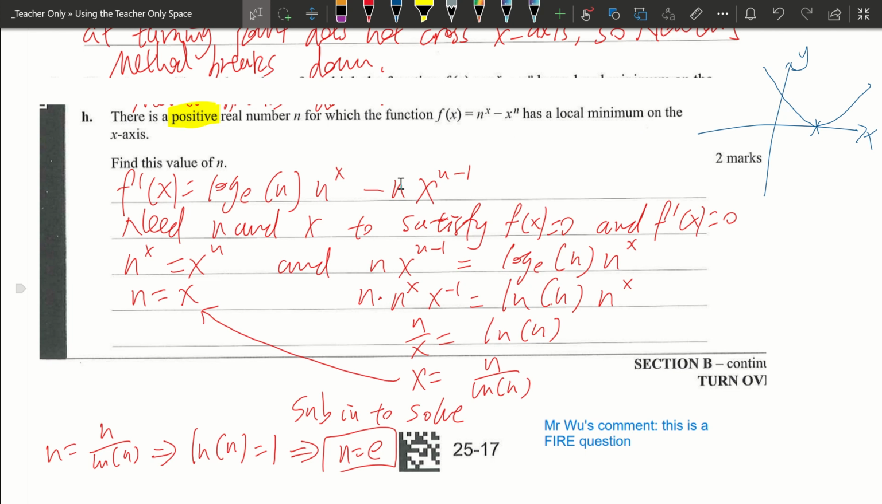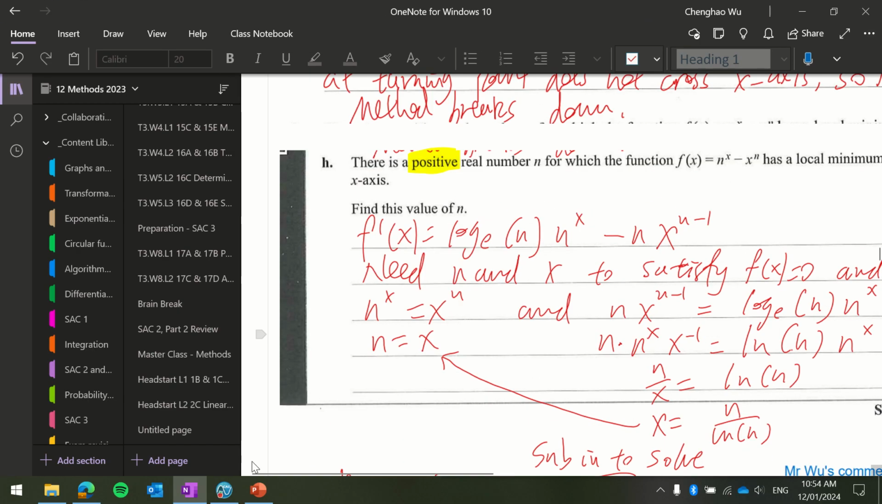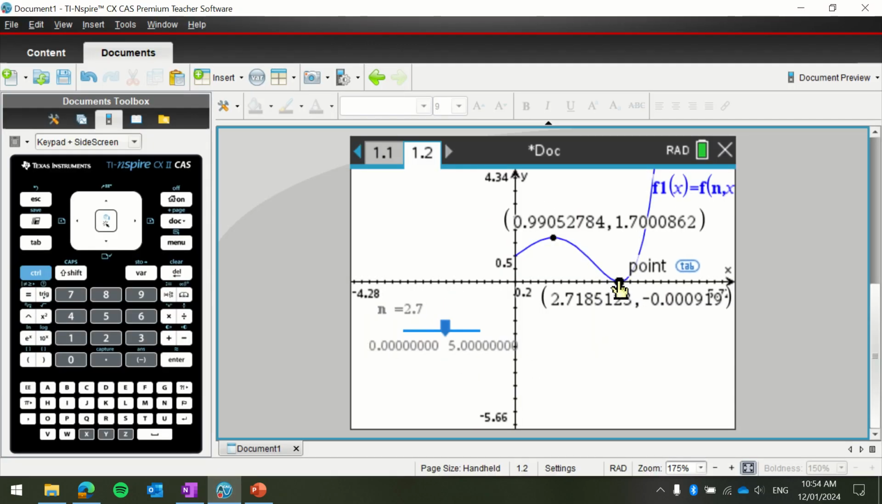And then I said to myself, I need those conditions. I need n and x to work like this. I need some x value that gives me a 0 y value because I need this point. Basically, I'm saying I need to find this point. I need to find the local minimum. This local minimum is also the x-intercept. I need to find this x-intercept, which is also a turning point. I need to find the coordinates of this point.